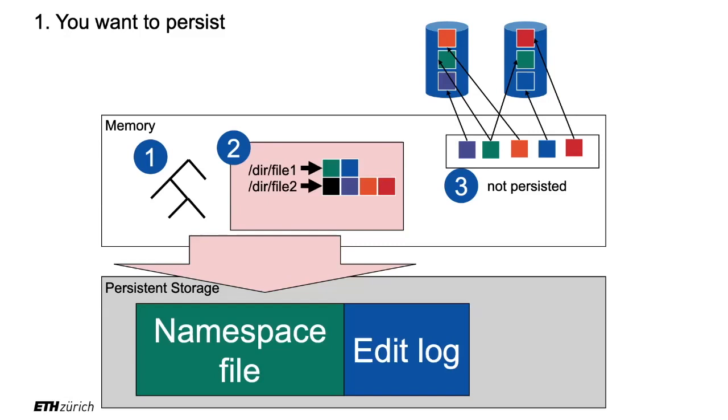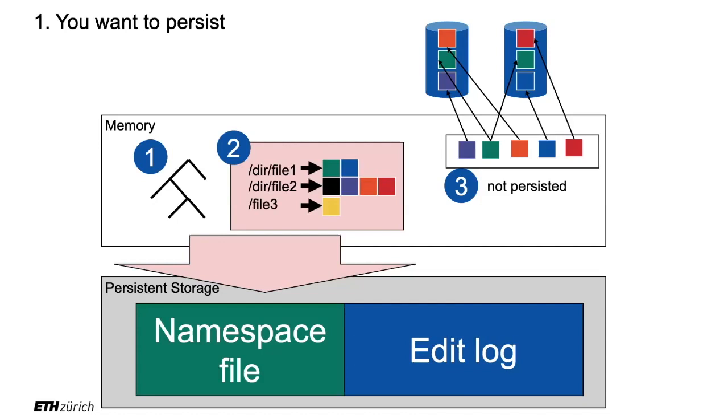We just keep track: okay, we created this, we created that, we modified that. Like a journal, we just have a list ordered by time of what was done. It's an edit log. All right. And it's growing, of course; the more you do, the more the edit log grows.